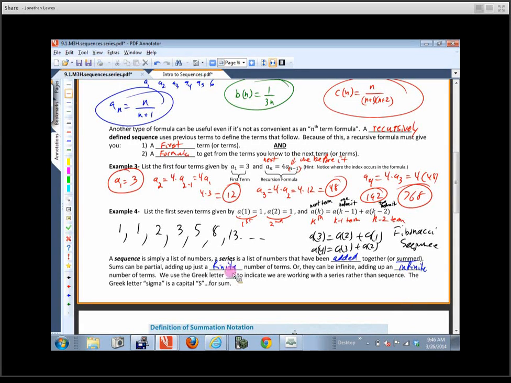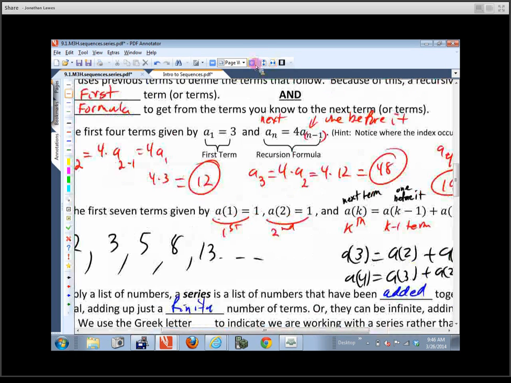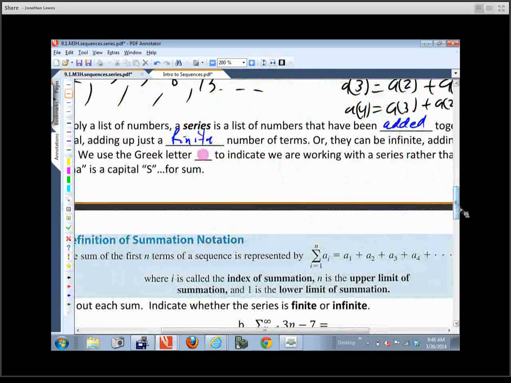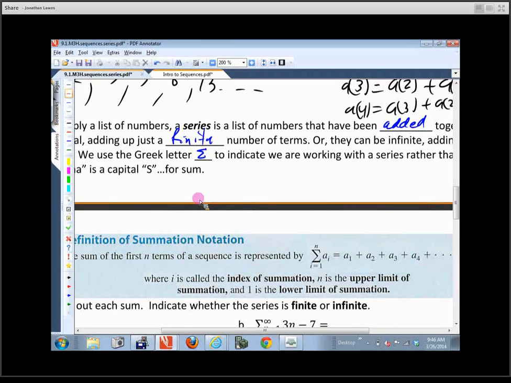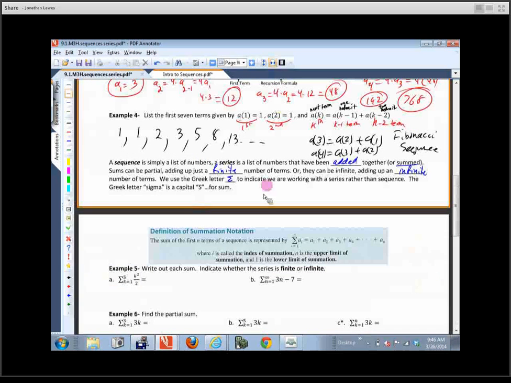And we use the Greek letter. It looks like this. Okay, I'm going to draw a crappy one. It looks kind of like an E. It's actually a Greek capital S, and it stands for sum. So it looks like this. That's the Greek letter sigma, and we'll talk about that tomorrow.